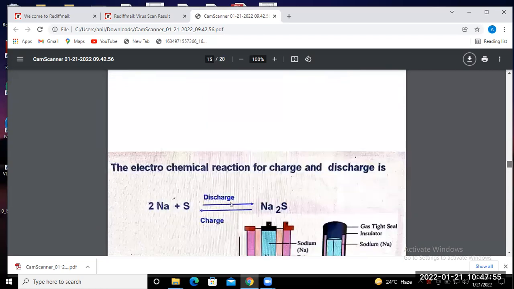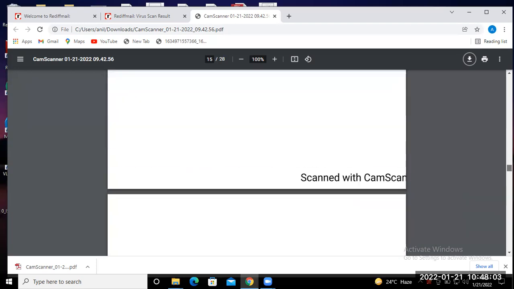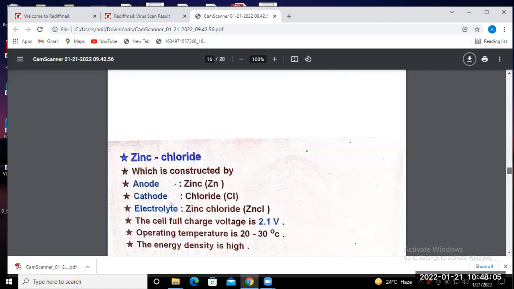Next one, before that, is the electrochemical reaction. This one we already explained few minutes earlier. Okay. Next one is zinc chloride. So in zinc chloride, the battery is constructed with a material difference. At the anode we use zinc, and for the cathode positive electrode we use chlorine, represented by Cl, and zinc by Zn. So the electrolyte material is zinc chloride.